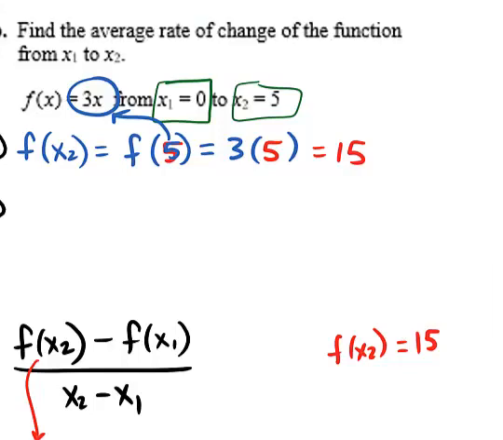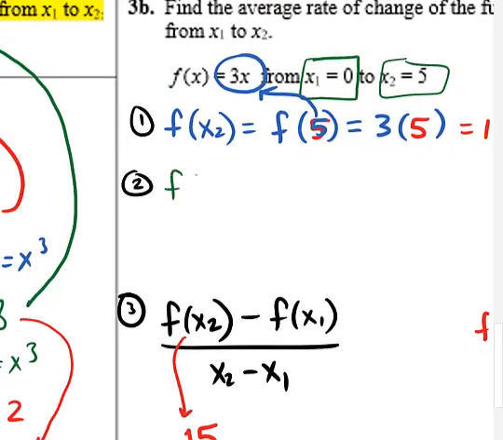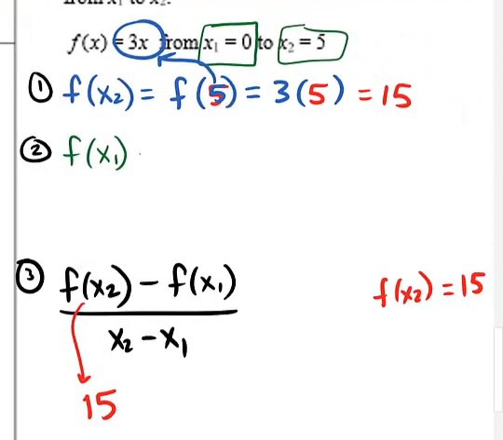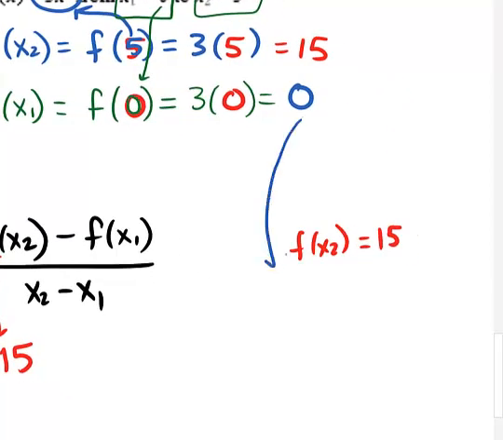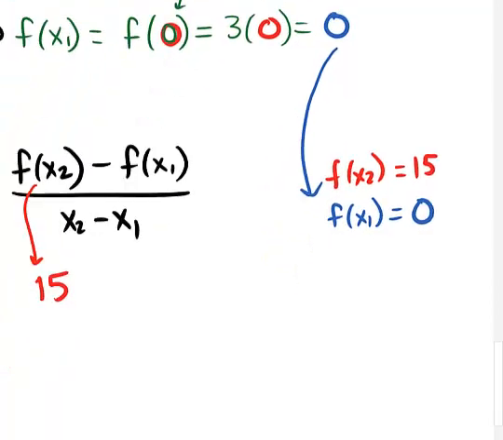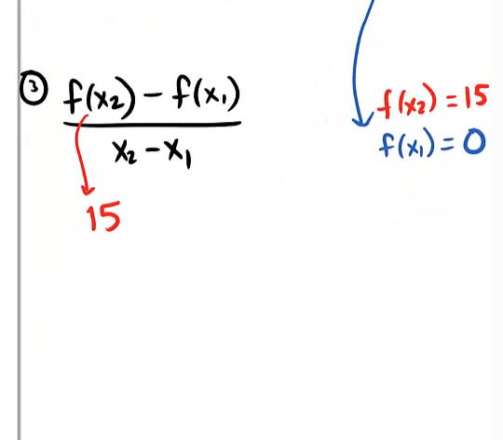Alright, now we want to find f of x1. And then I think we're pretty much ready to plug everything into the difference quotient. Sorry, the average rate of change formula. x1 was 0. So f of 0, and f is 3 times x, so I'll just be replacing x with 0. But 3 times 0, of course, is 0. So it looks like f of x1 is 0.